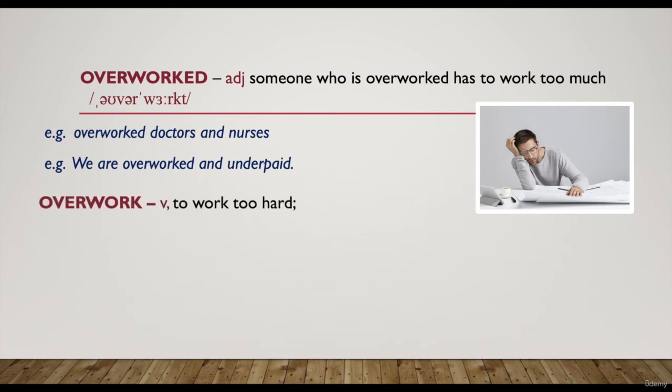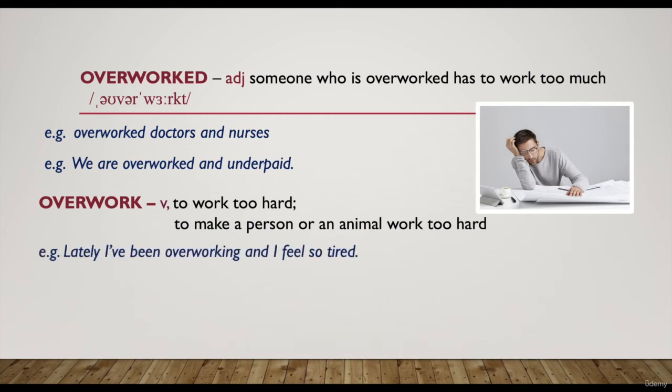The verb form is to overwork. And to overwork has actually two meanings. One being to work too hard, and another one being to make a person or an animal work too hard. So in this case, you don't work hard yourself, you make someone work hard. For example, lately I've been overworking and I feel so tired. According to this sentence, this person who says this sentence works too hard, him or herself, so they feel tired.